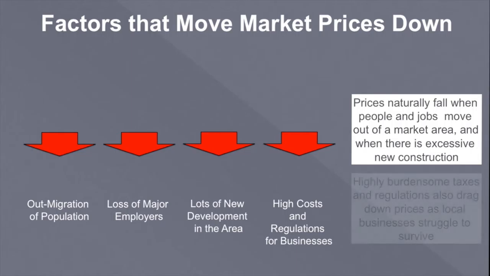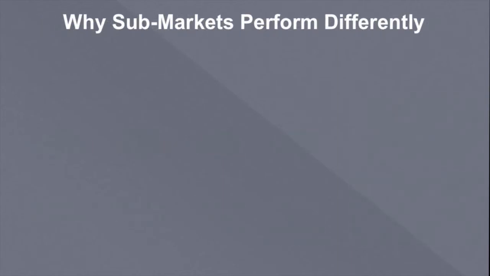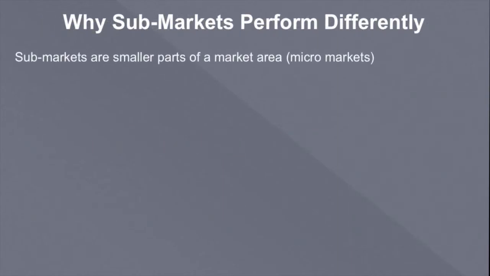So you don't want to see any of these things in an area if you are looking for price appreciation and capital gains. Highly burdensome taxes and regulations also drag on this as businesses struggle to survive. So I think you get the idea about that. Now, this is a particularly interesting part of this lesson. Why do submarkets perform differently than an overall market?